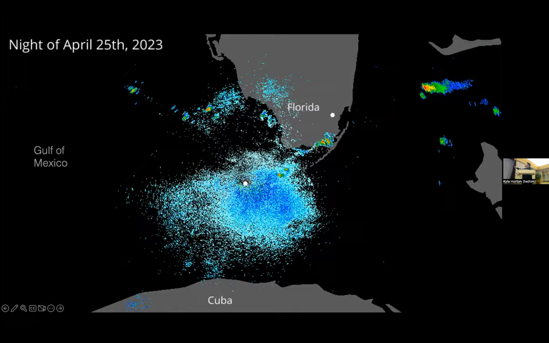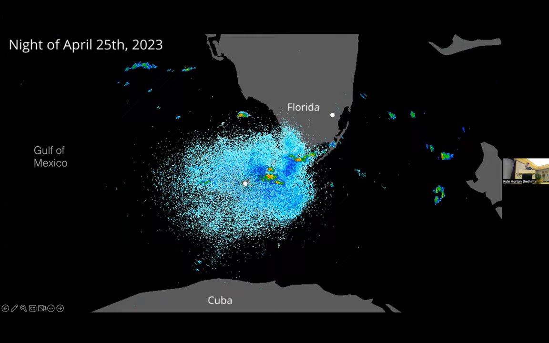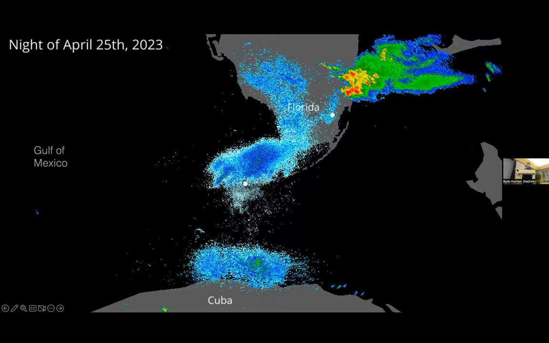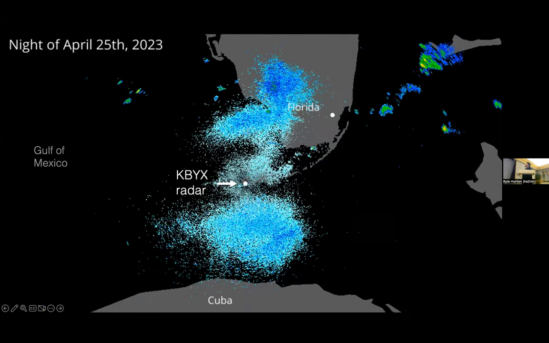And then we get this big wave of birds down here, birds taking off from Cuba, and we see those birds showing up in the airspace. So the light blues and some of the greens are migratory birds. This stuff up here is mostly weather or precipitation. We filter that out through our process. So there's the radar there.